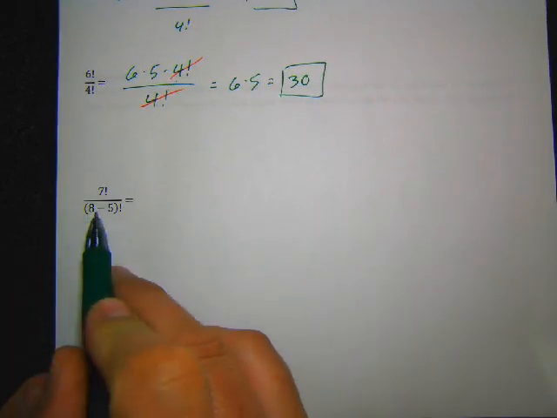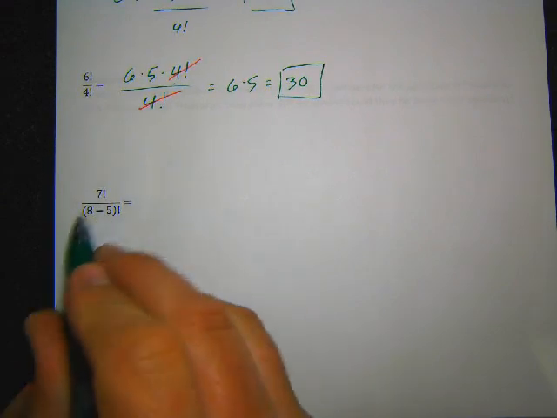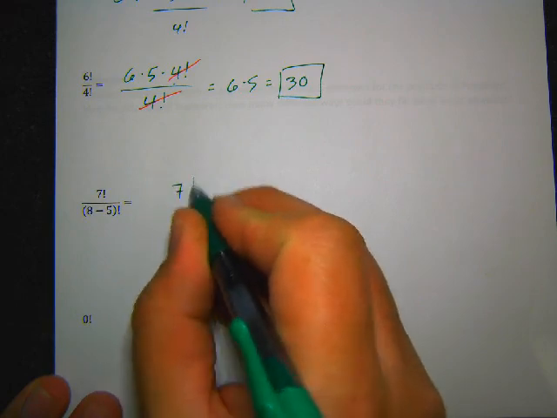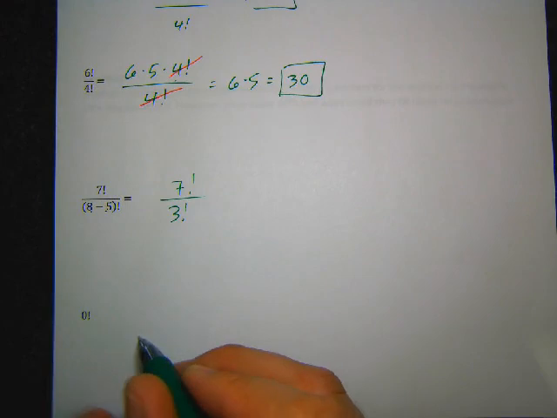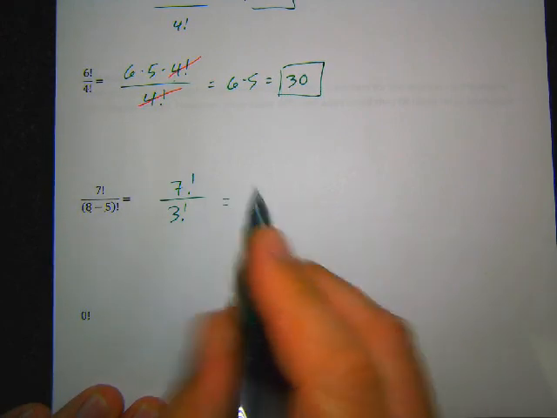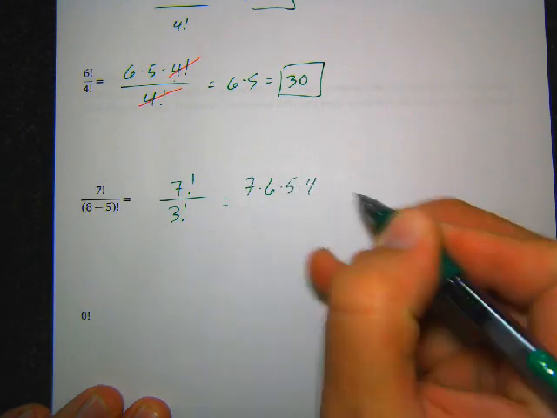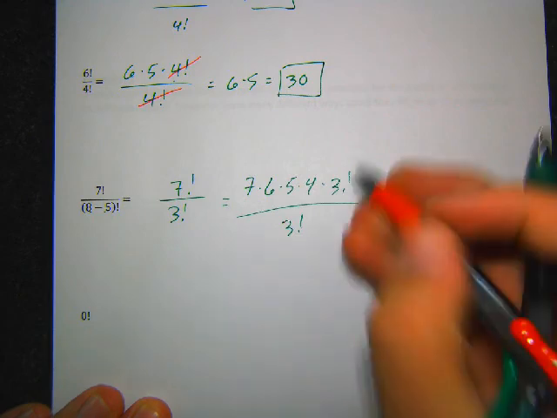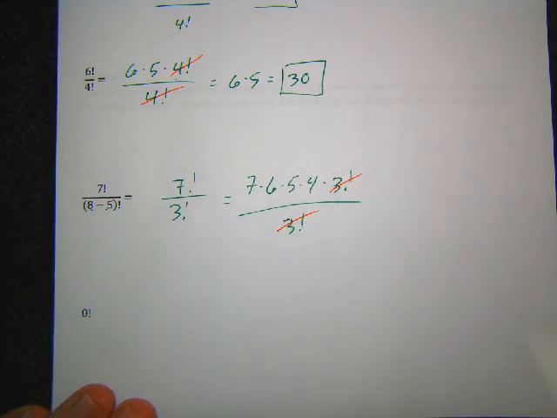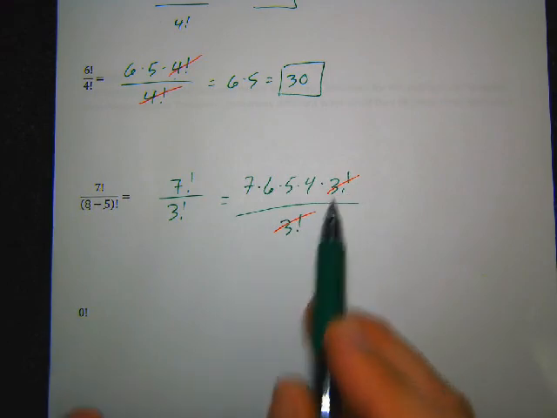Some of them we'll see have subtraction in them with parentheses. But these ones I want to point out, you always do the stuff inside parentheses first before you do anything else. So this one I would simplify. So it becomes 7 factorial over, 8 minus 5 is 3 factorial. And again, if I want to simplify this, I could just note that the 7 factorial is going to be 7 times 6 times 5 times 4, and then it's going to have a 3 factorial. And the 3 factorial on the bottom will always cancel with what's left of the 3 factorial on the top.